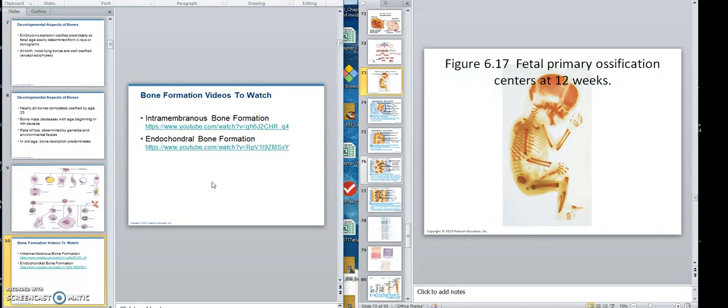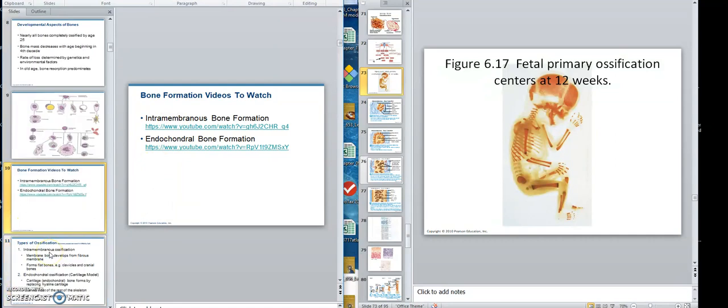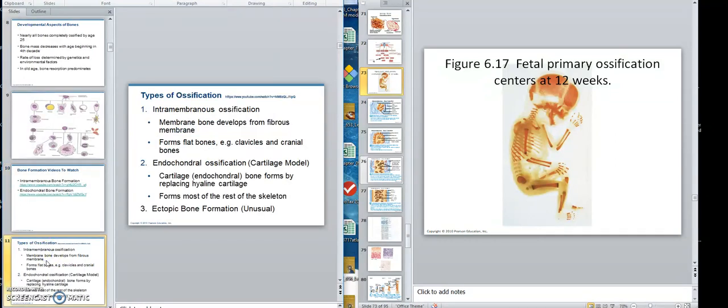So I would suggest that you look at this before and after we talk about these two processes. You may want to look at it before, then look at the specifics in my video, and look at it again after. But anyway, I wanted to put that in. Now, the types of bone formation, how we form bone, there are two basic methods. One is called intramembranous bone formation, and the other is called endochondral.